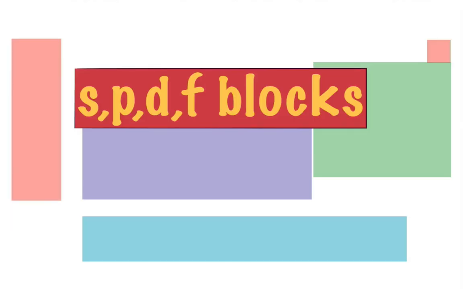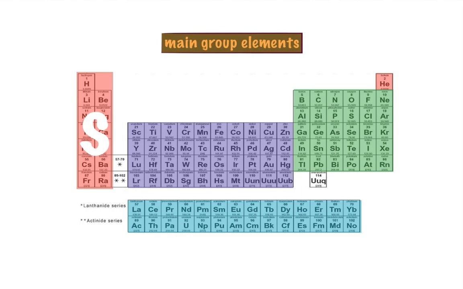In this video we're discussing SPDF blocks or orbitals. So these are actually orbitals. Orbitals meaning these are the spaces in which you are more probable to find an electron. Okay, and these orbital shapes actually coincide with the periodic table.